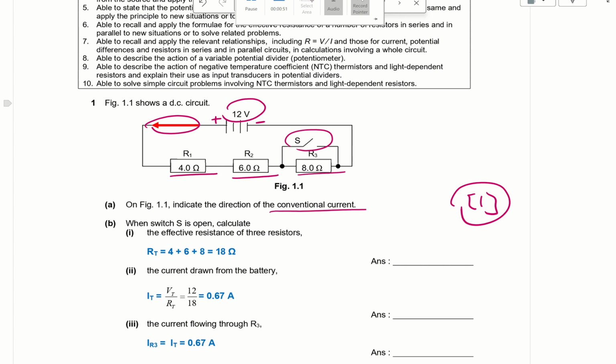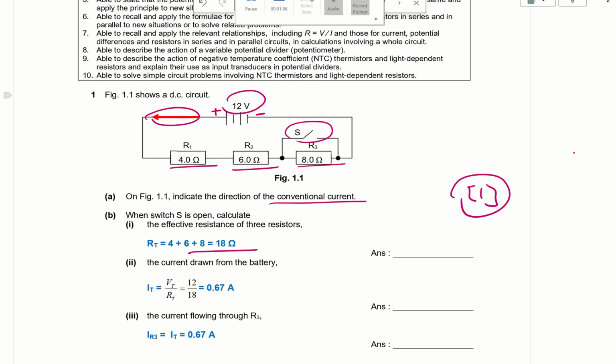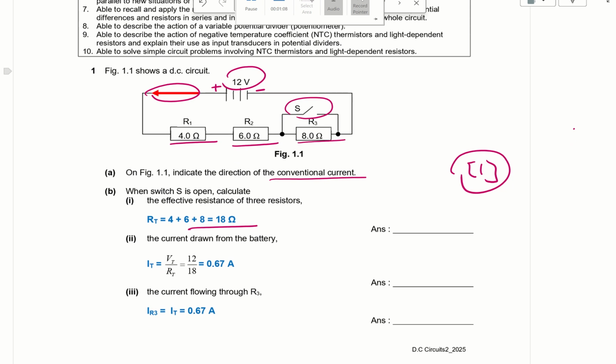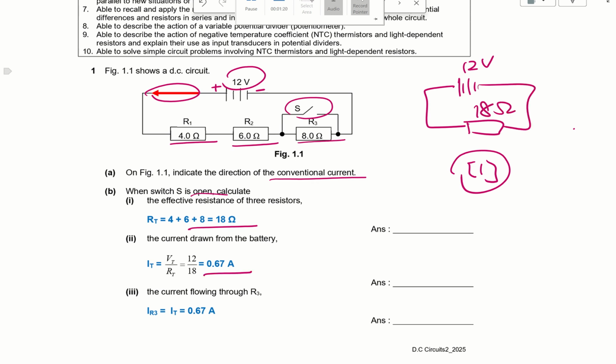Okay, B, when switch S is open, calculate the effective resistance of the 3 resistors. So if switch S is open, there will not be any current flowing through it. So the current will be flowing through all 3. So the effective resistance for series will just be, you add them up. Now the current drawn from the battery while switch S is still open, right? So therefore, we can actually redraw this 12 volts into one single resistor. So you'll get 0.67 ampere.